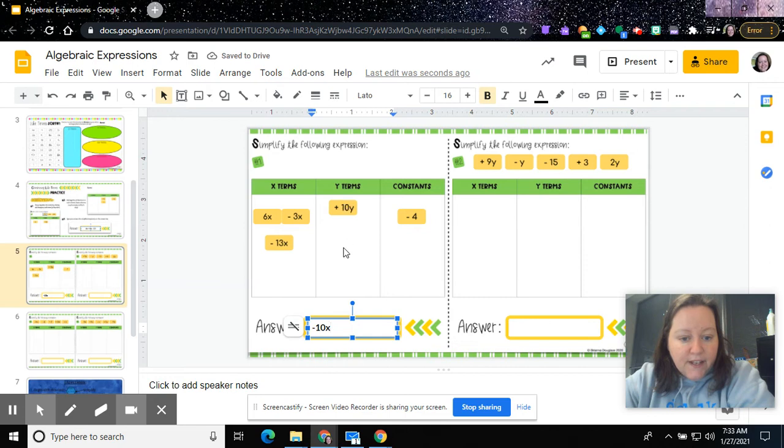And then here we have our 10y. It's the only thing there. So we bring it down. And then our constant, we only have one constant. So we bring it down.